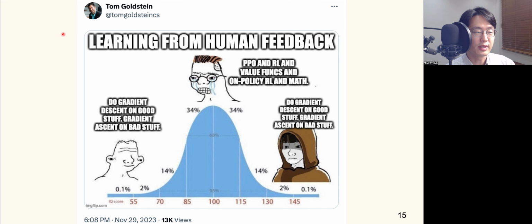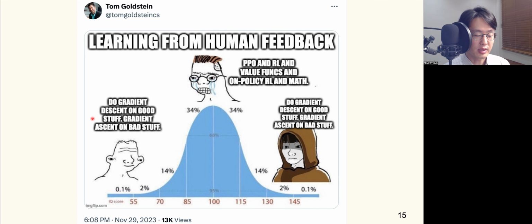But let's behold this tweet, this meme, tweeted out by Tom Goldstein. In this meme, there are three guys: this guy has low IQ as measured by the x-axis, this is a sort of normal guy, and this guy is the expert with high IQ. And they're all talking about reinforcement learning from human feedback. The beginner guy on the left says do gradient descent on good stuff, gradient ascent on bad stuff. When you're doing reward maximization in reinforcement learning, you may want to change the sign on this guy's statement, but the point is well taken.